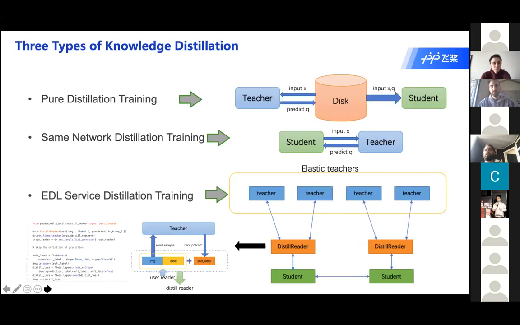Okay, so first, let's introduce those 3 types of knowledge distillation. For the first 2, the pure distillation training and the same network distillation training, there are 2 common ways in the industry right now. And the third way, EDL, is based on Baidu's user scenario, invented to do the training. Okay, let's introduce those 3 first.